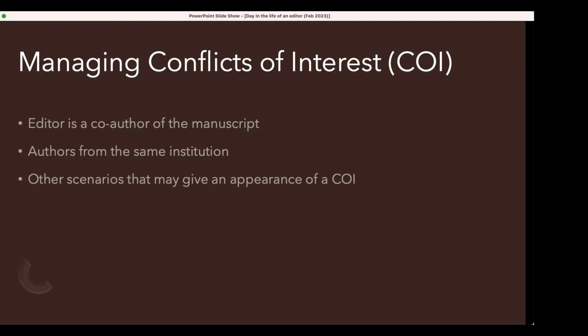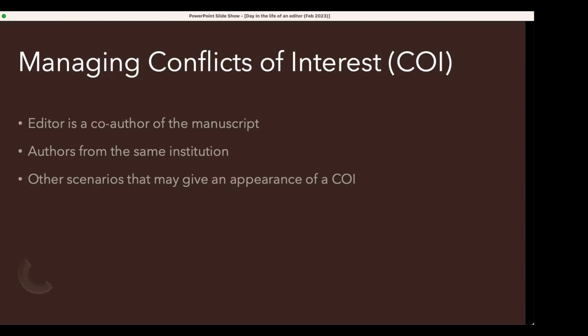Some of the easy ones are when the editor is a co-author on a manuscript. Obviously, we cannot oversee the review of that manuscript. Another is authors from the same institution, and that occurs a lot because the University of Pennsylvania, which two of our editors are from, is a very productive university, so we see a lot of conflicts there. And so we handle that by making sure that those who are not in conflict are handling the manuscripts and getting outside editors or opinions as needed.